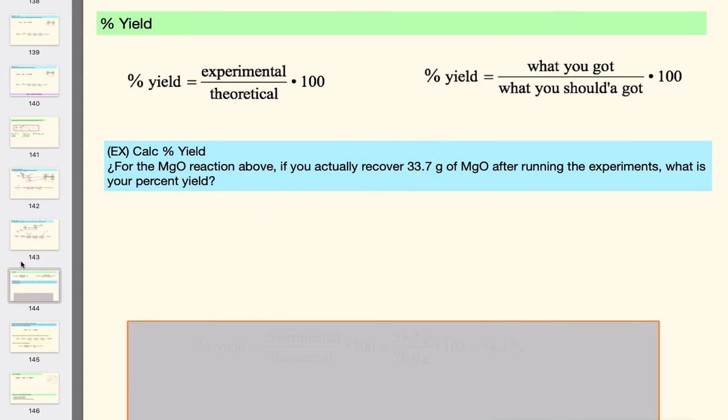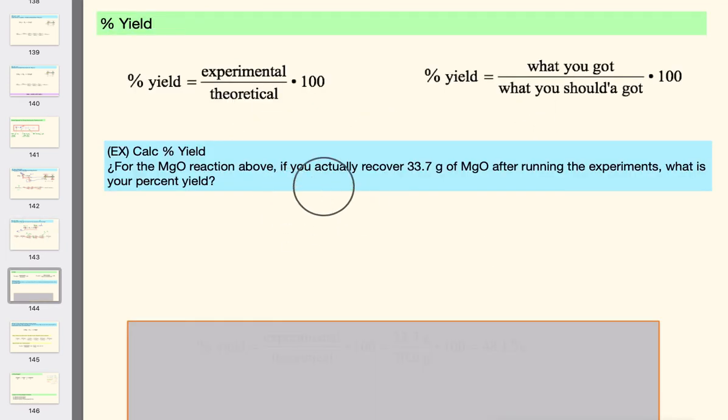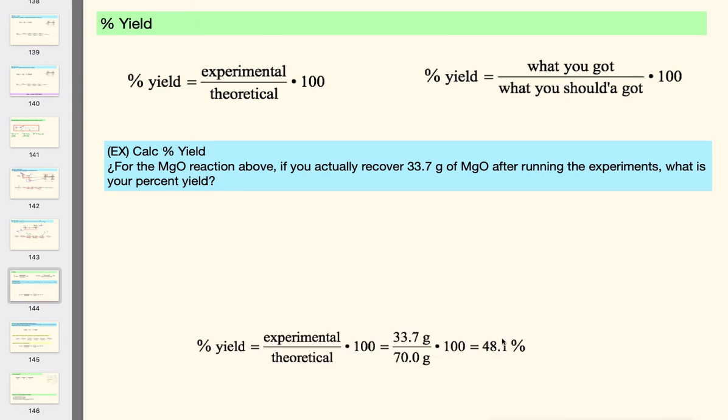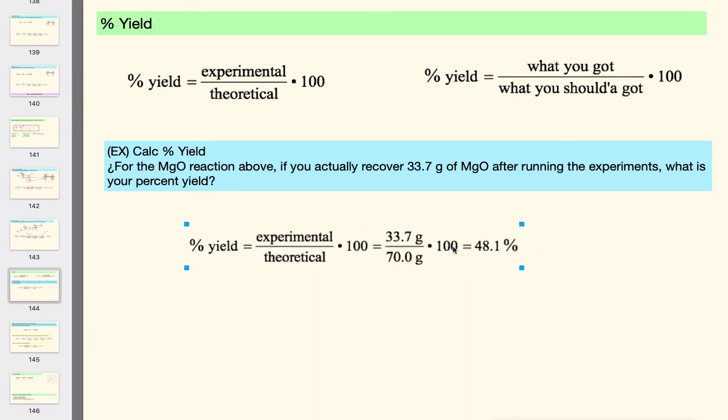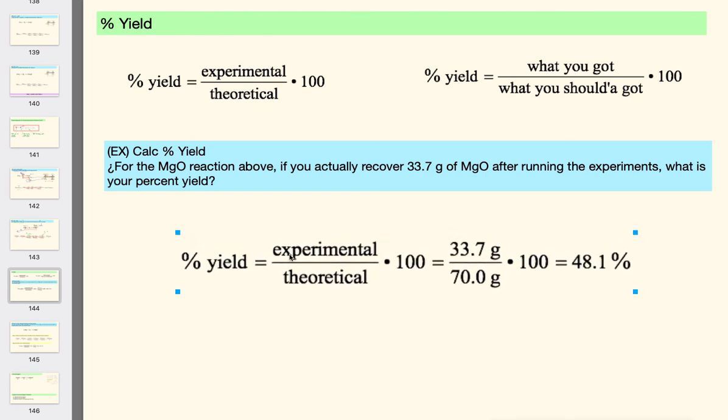For the magnesium reaction above, the one in which we calculated 70, if you actually recover 33.7 grams of mag oxide, what is your percent yield? Well, since I can't type, I'm just going to have to show you. We'll work it out. Okay, the percent yield is equal to experimental.